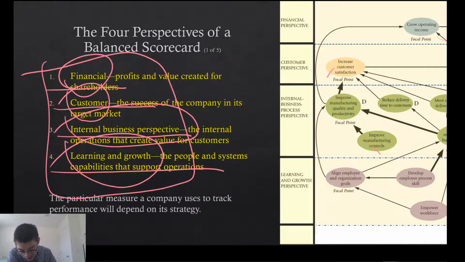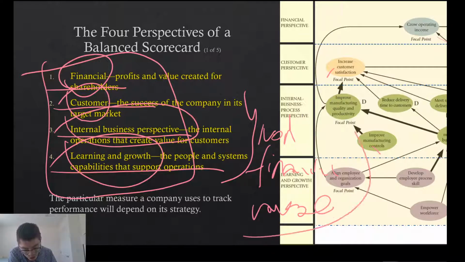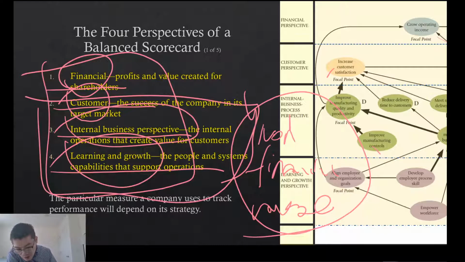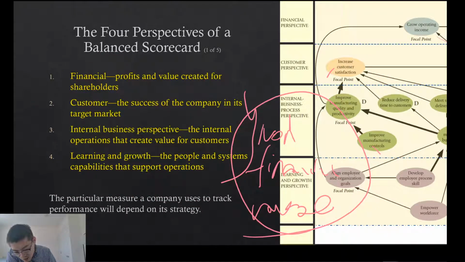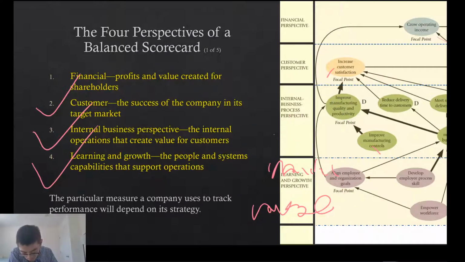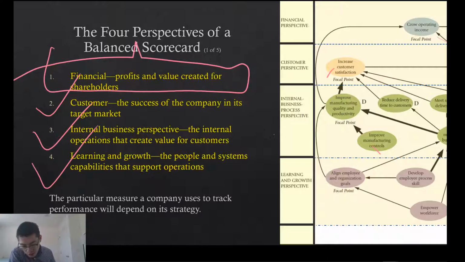Financial goals, and the last 3 are non-financial measures: customer, internal business perspective, and learning and growth. They really are not financial measures or financial elements. The only financial measure is the first one, the financial element: profits and value created for shareholders. That is the only financial measure.